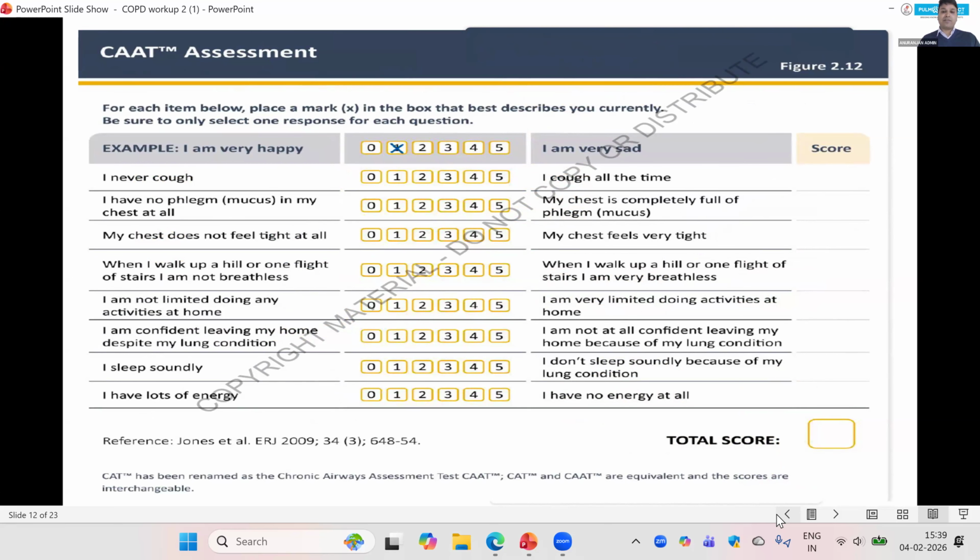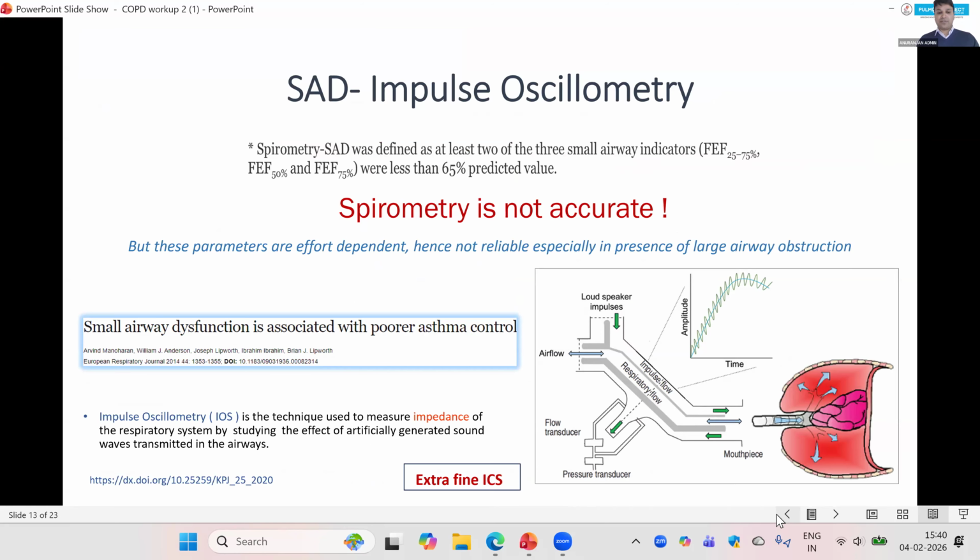Now, another role which has come recently and is being developed, after 70 years, is impulse oscillometry. To understand small airway disease, you need to do impulse oscillometry alongside spirometry to understand the mechanics of the lungs better. You just tell the patient to breathe normally at tidal volume, and the sound waves go through the machine into the lungs, and according to that, the impedance is calculated. Impedance is the measure of resistance and reactance. Accordingly, we come to know whether the patient has small airway disease or not.